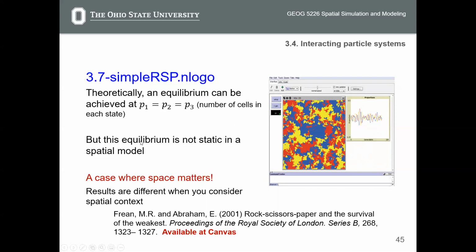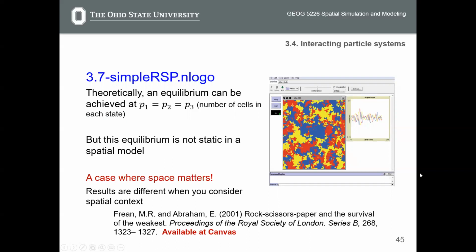But this equilibrium is not static in a spatial model. You can play with it. These three curves with different colors represent the proportion of each type of particle within this space. You can see that this is a dynamic balance, a dynamic equilibrium, which means that the proportions vary across time, but there is always this equilibrium. One cannot be too many. And results are different when you consider spatial context.